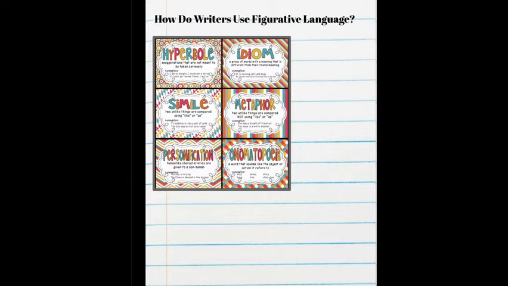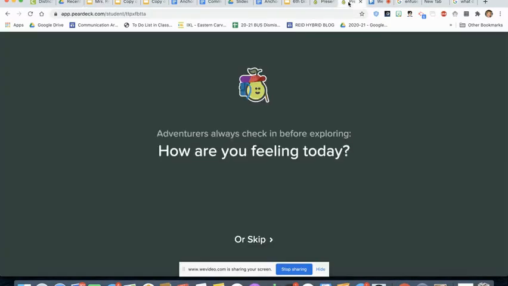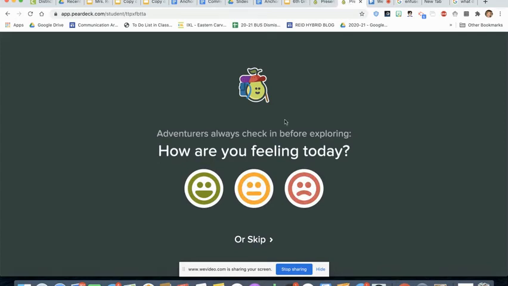Okay, so those figurative language things most of you will be very familiar with. The one that, when you go into your things, say how you're feeling.